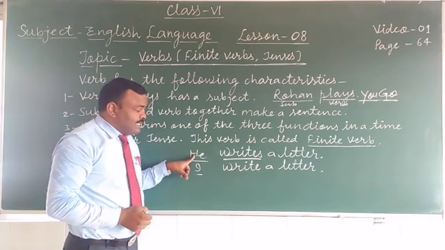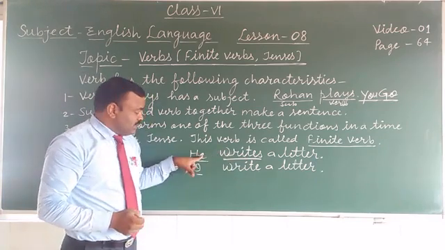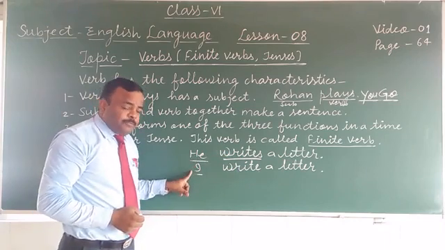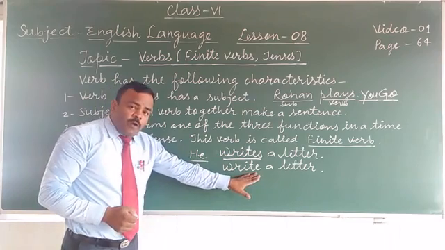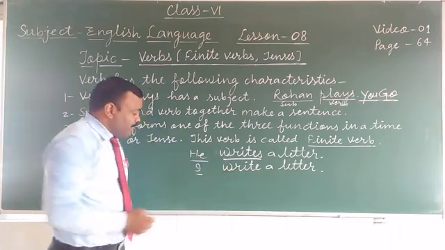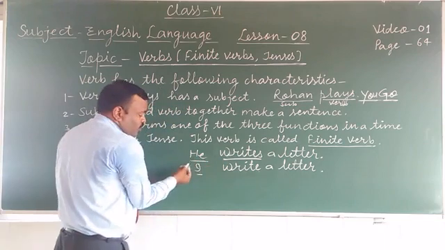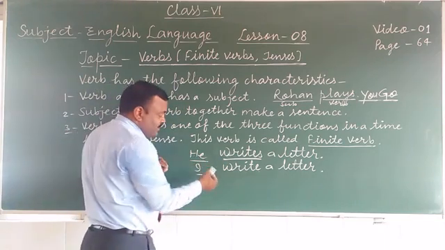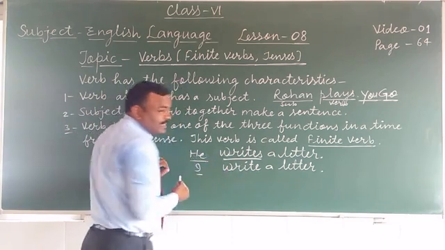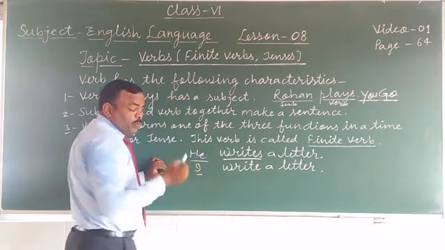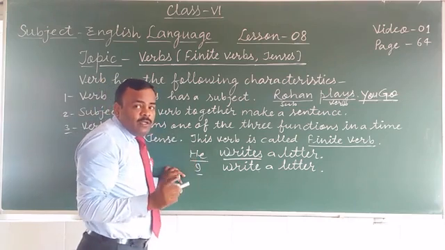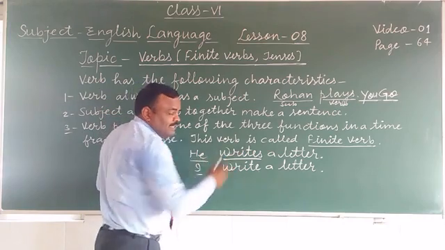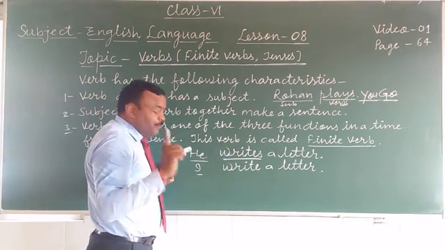So he is third person, so we use writes, singular subject, and I is also singular but first person, so we use the first form of the verb write. Okay? And suppose if we use in place of it she, so she is also third person singular subject, so she writes a letter. If the subject is they, suppose they is third person but plural, so we will write they write a letter because they is plural.